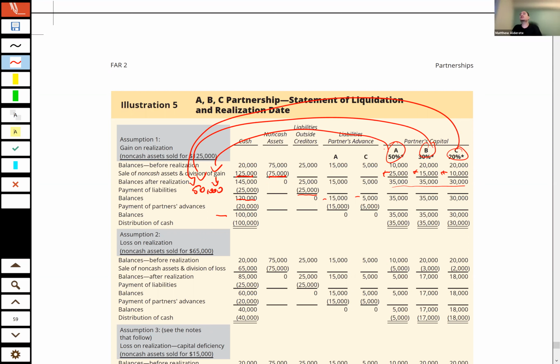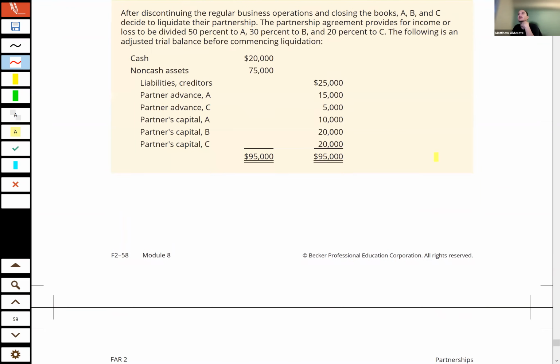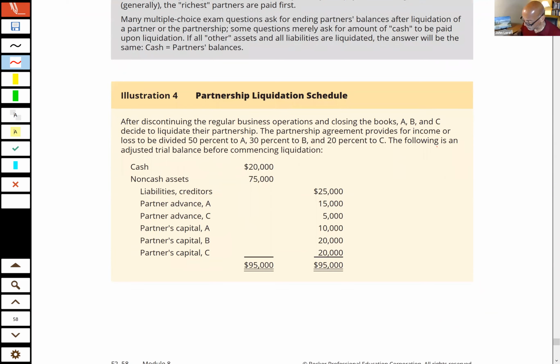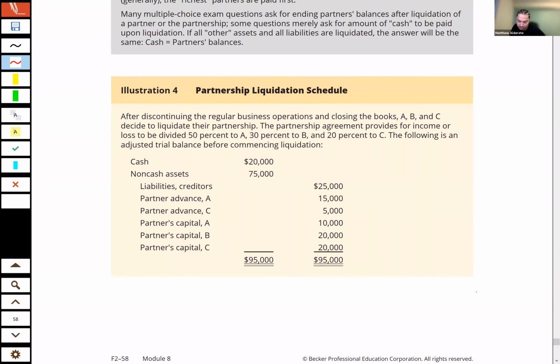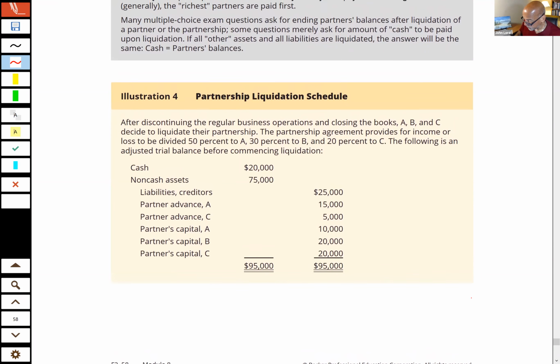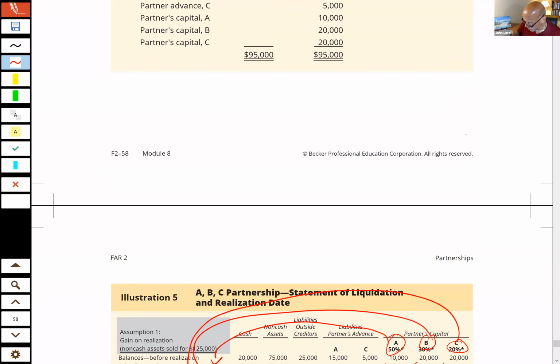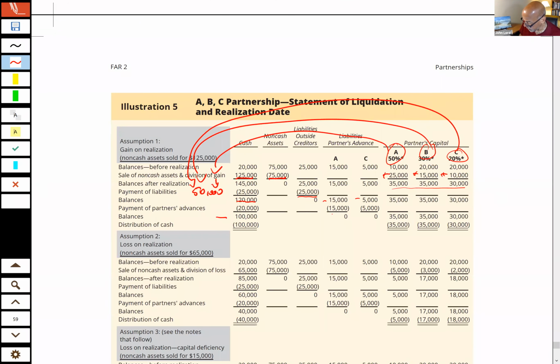I'm a little confused about the 15 and the 5 that were loans being paid back to A and C. Where did they go as far as the partners' capital accounts? They don't go directly to it. Well, they were saying how much cash is left. Is that an advance from the partner to the partnership, or an advance from the partnership to the partner? The directionality was what confused me.